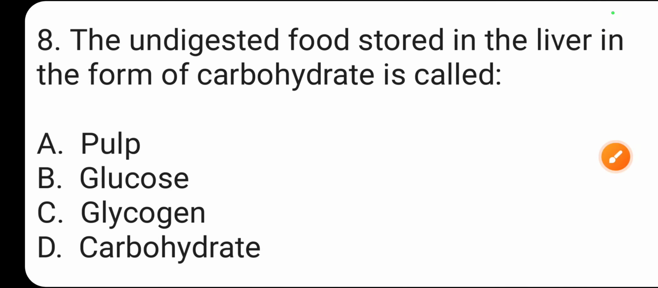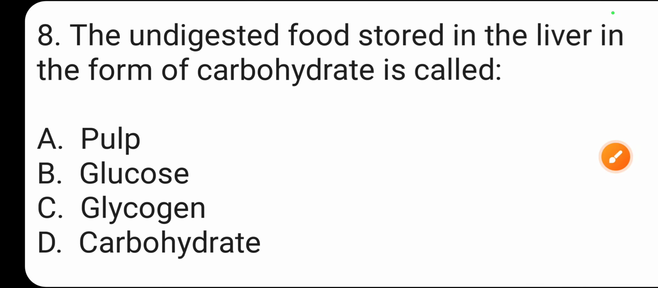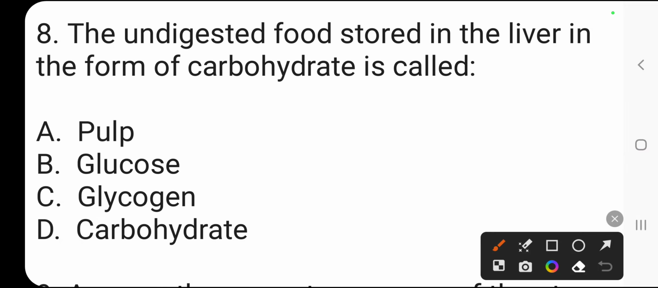Next question, the undigested food stored in the liver in the form of carbohydrates is called? The correct answer for this is C, glycogen. The undigested food is stored in the form of carbohydrates which is known as glycogen.